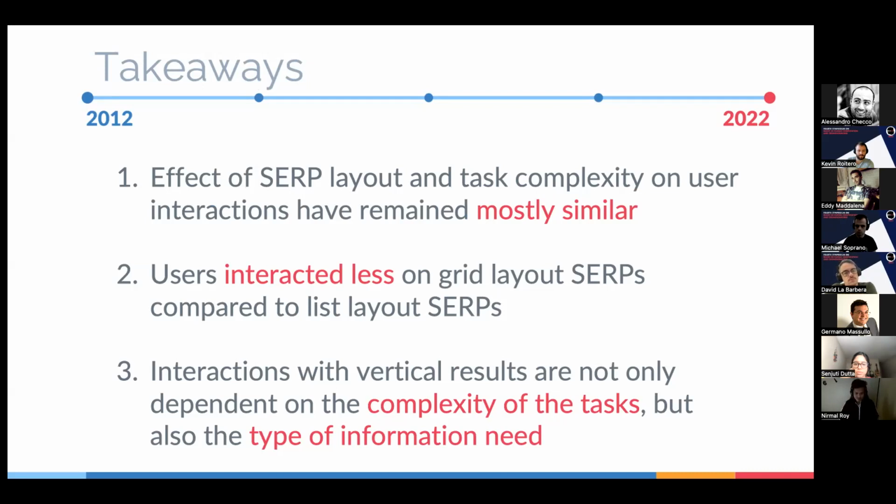This is our hypothesis. We also recently discovered that You.com, on which our study with the grid layout was motivated, had changed their SERP layout to a list format. So that might provide some evidence for our hypothesis. And also, interactions with vertical results are not only dependent on task complexity, they are also dependent on the type of information need. Simpler tasks might warrant more interactions with vertical results.